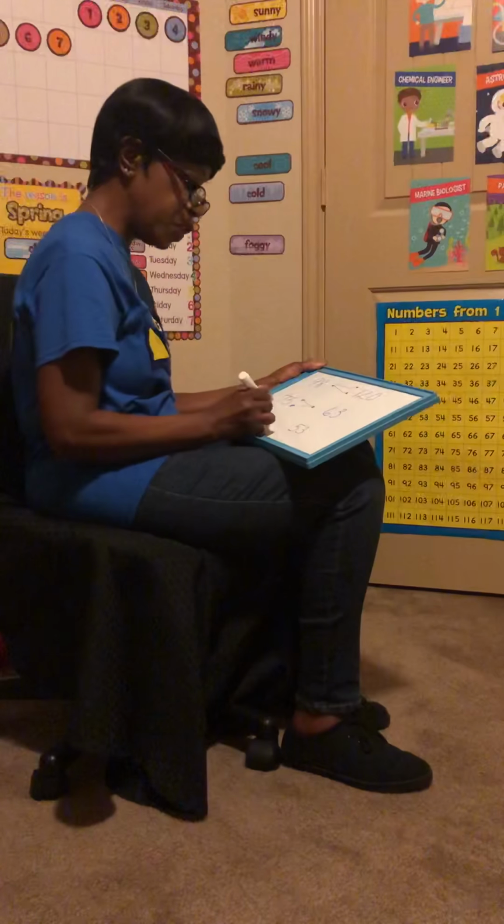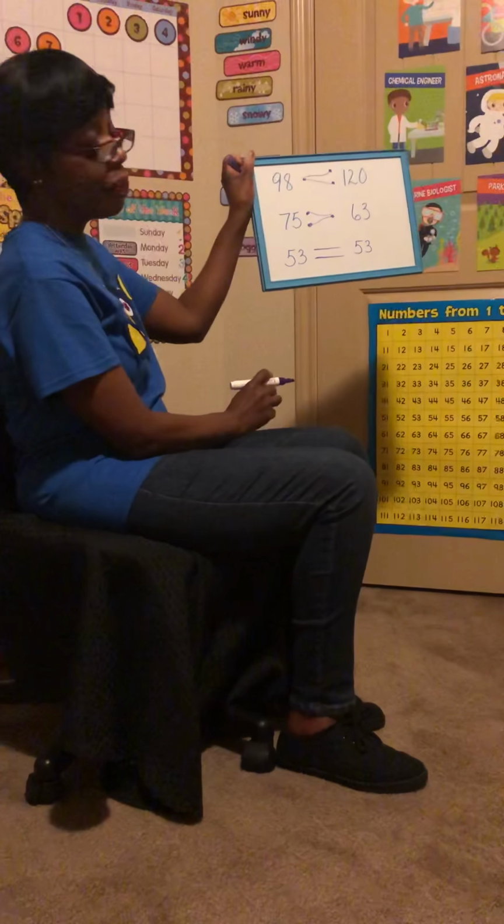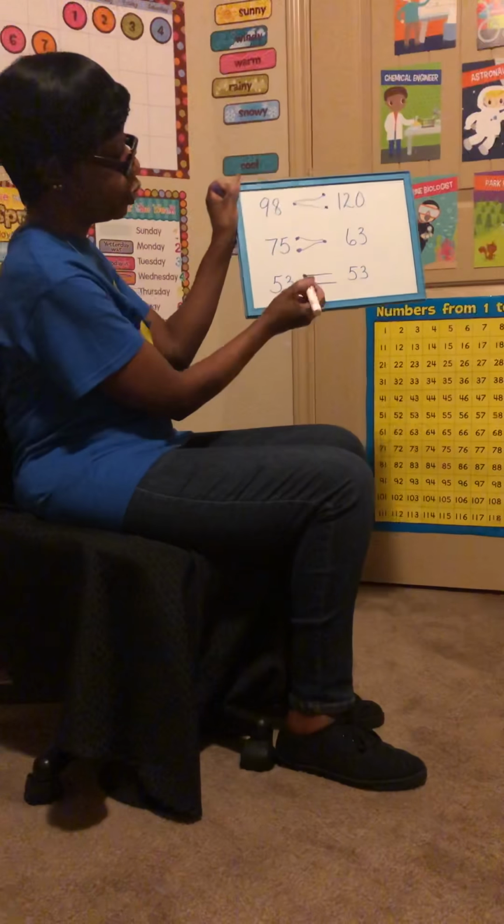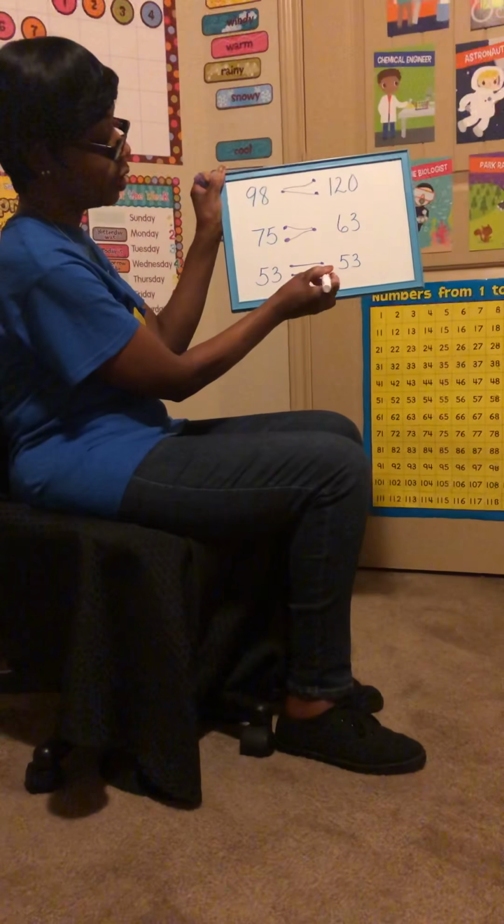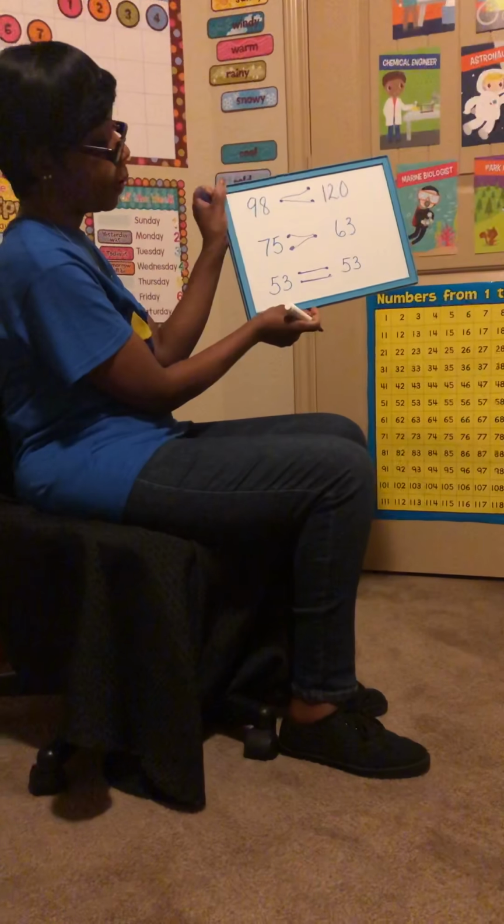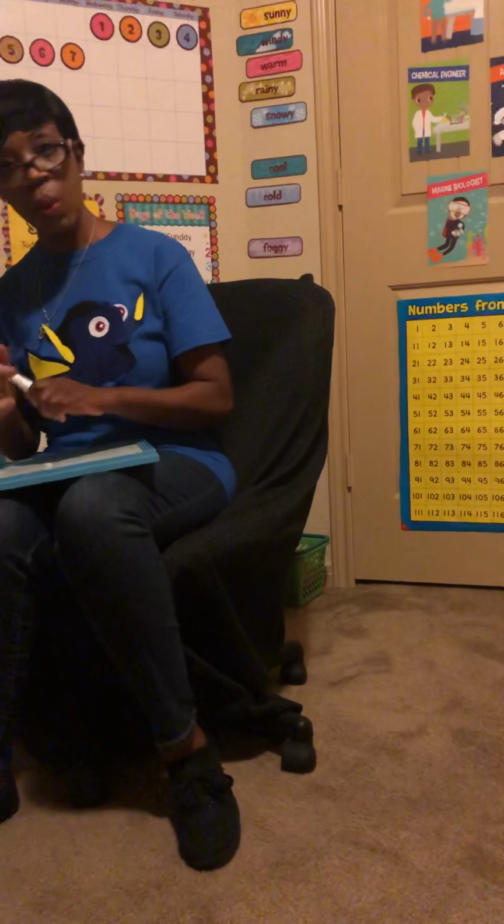Our next one is 53. They're the same thing, so I put a straight line. You can do this because they're the same number, if it helps you. Let's try a couple more. And then we're going to go into our social studies. One more, and then we're going to go into social studies.